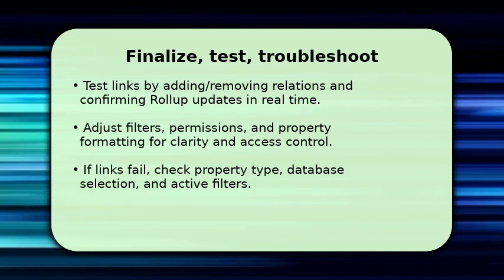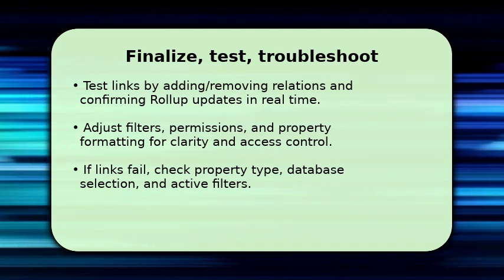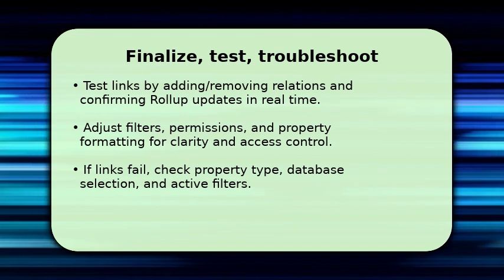If something goes wrong, inspect the relation property type, ensure you pointed to the correct database, and temporarily disable filters that might hide linked items. That single check solves most problems.